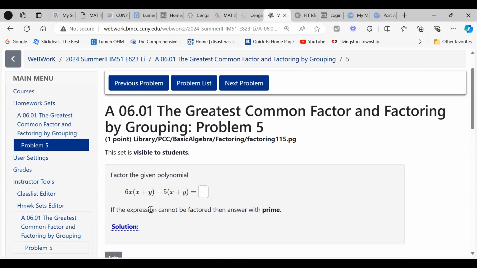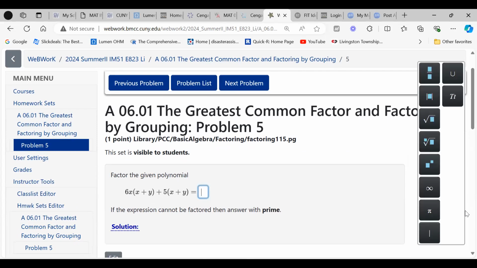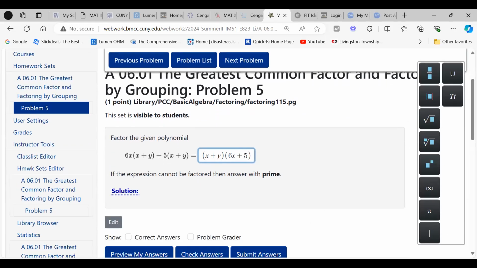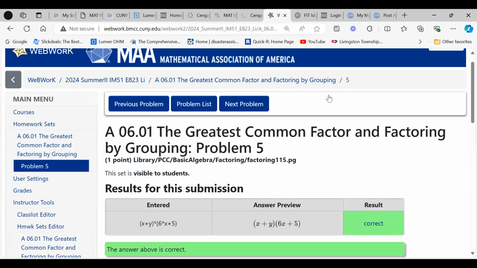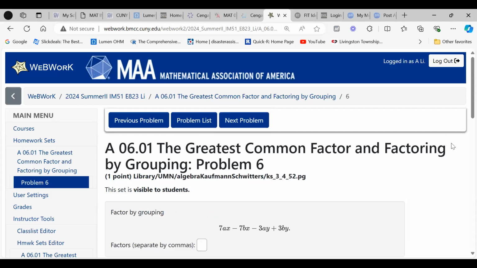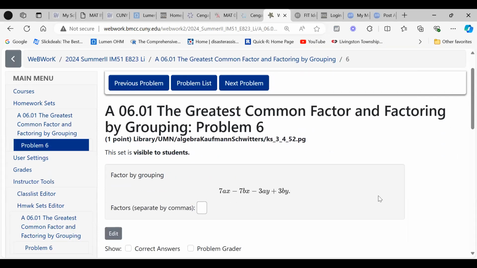Let's take a look at, we can skip this one, right? So this one, x plus y goes in the front. I do this: y goes in front, and we get 6x plus 1. Yeah, factor by GCF one time. Right answer. Yep, you try this one, factor by grouping.